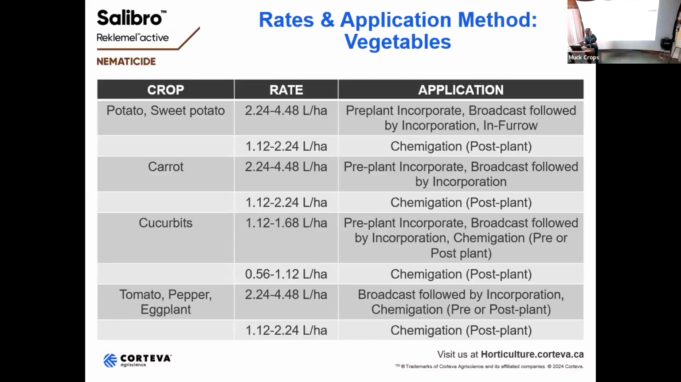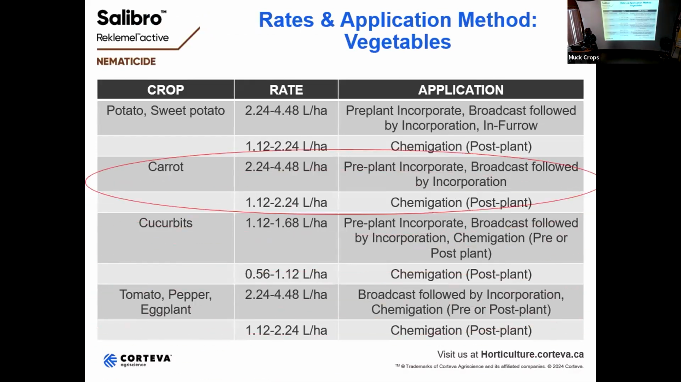And so again, from our vegetable standpoint, we are registered on a bunch of vegetables. We'll focus here on the carrots. We have a rate range and a couple different application methods. Pre-plant incorporate, broadcast incorporate. If you were set up with drip, you could go post-plant with chemigation application. There is a range, as you'll see here, and I just want to put one call out. The muck, with its unique soils and high organic matter: we do know that Celebro binds to high organic matter, something that we've discovered in our testing. And so you might be better off with the high rate in your soil conditions.